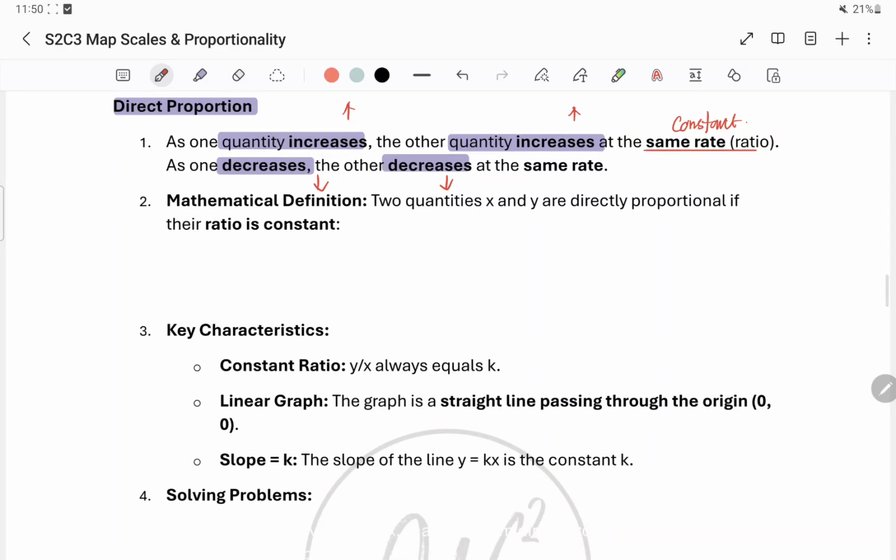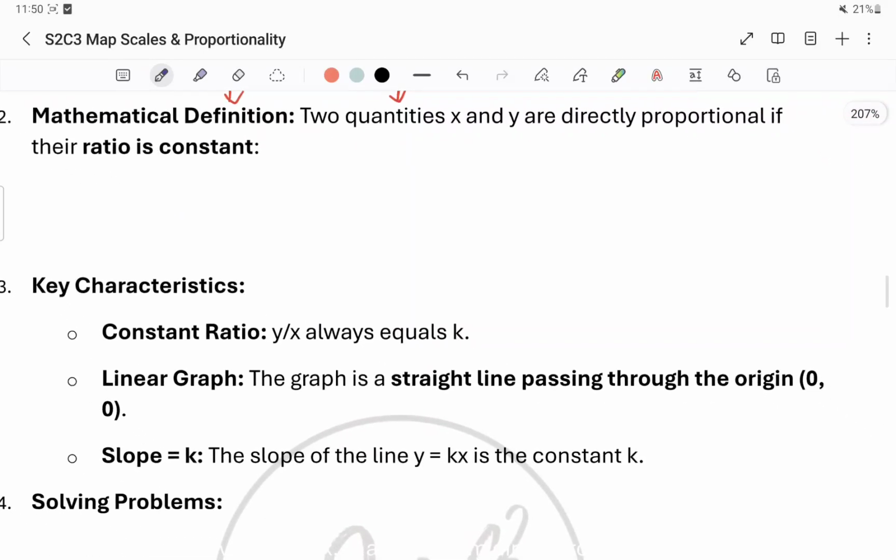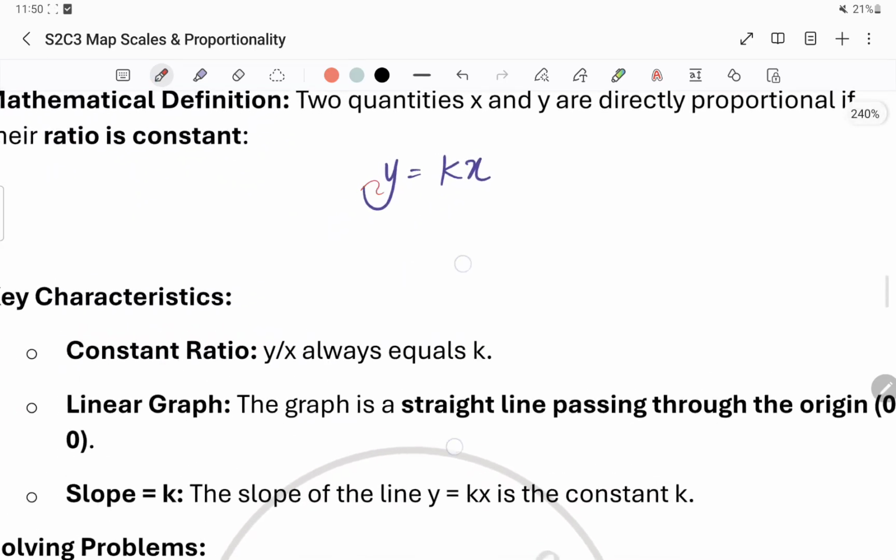Alright, so mathematically, two quantities x and y are directly proportional if they have a ratio that is constant. So how do we usually do it? We usually do it as y equals kx. So y is variable 1, x is variable 2, or you can say quantity 1 or quantity 2, it's the same thing. Then k is the ratio that is constant.